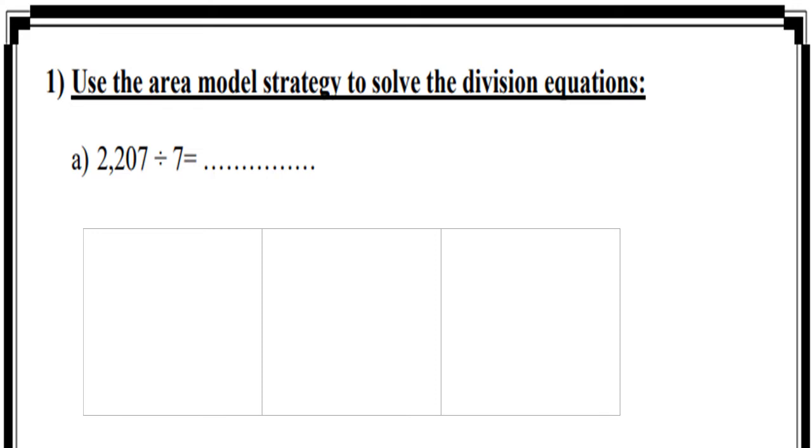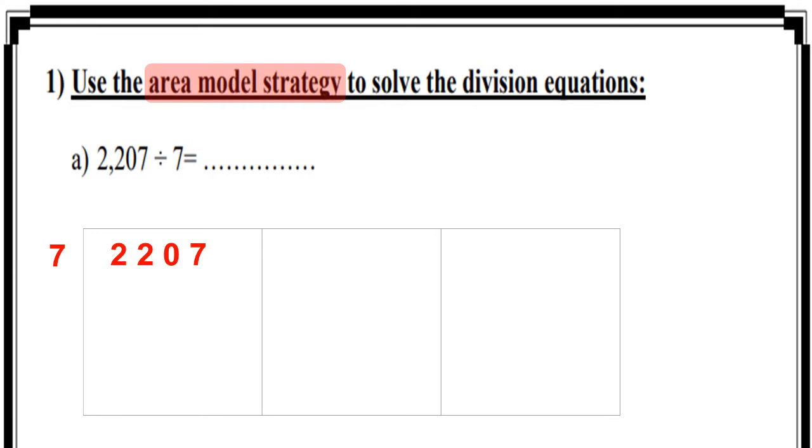We have here 2,207 divided by 7. How to solve it? I will take the dividend here in the box, like this, and the divisor out, like this. And now, let's start. We will make 2 divided by 7. Can we make 2 divided by 7? No, we can't, because we can't divide a small number by a big number.